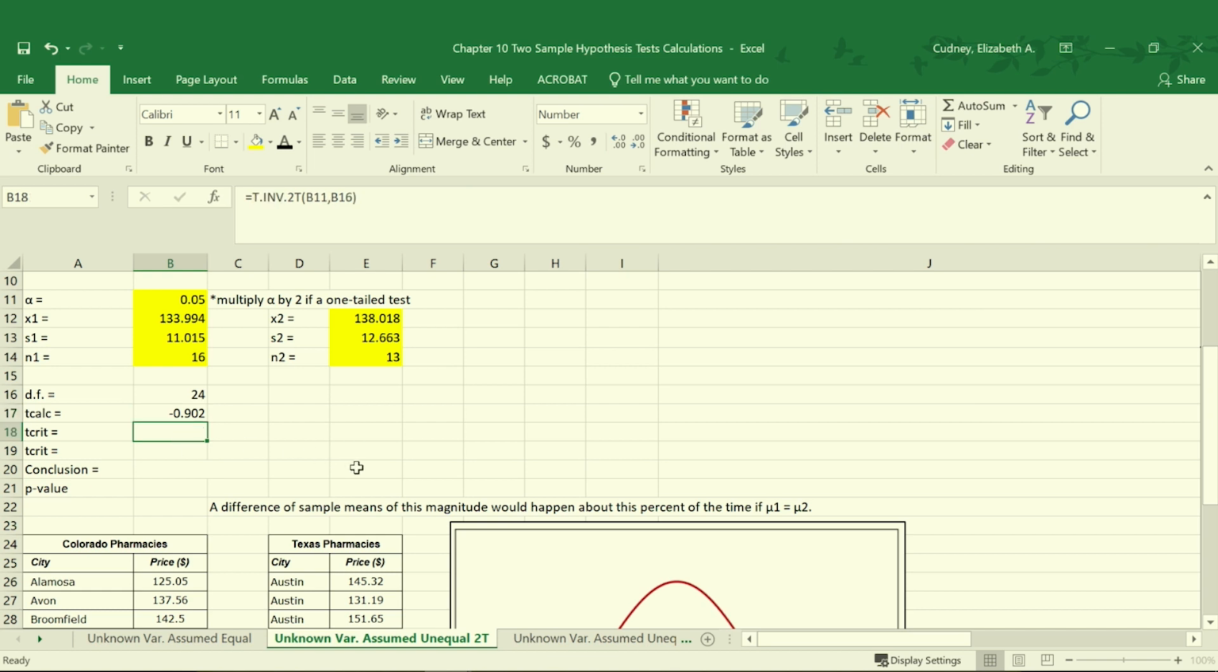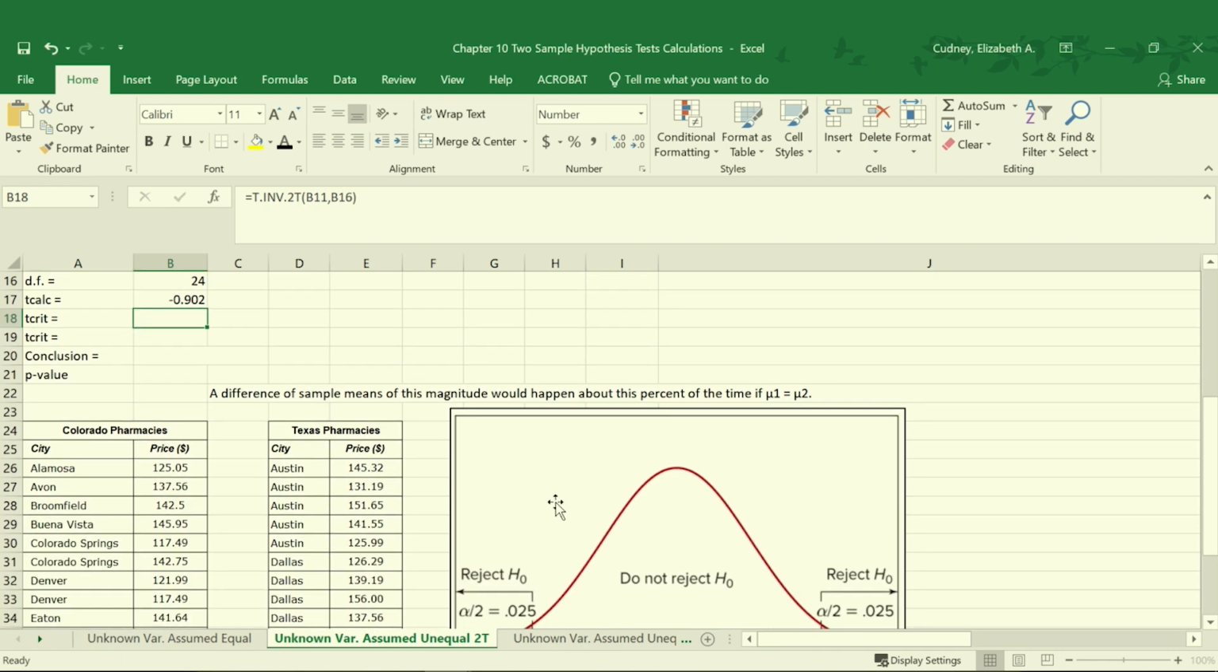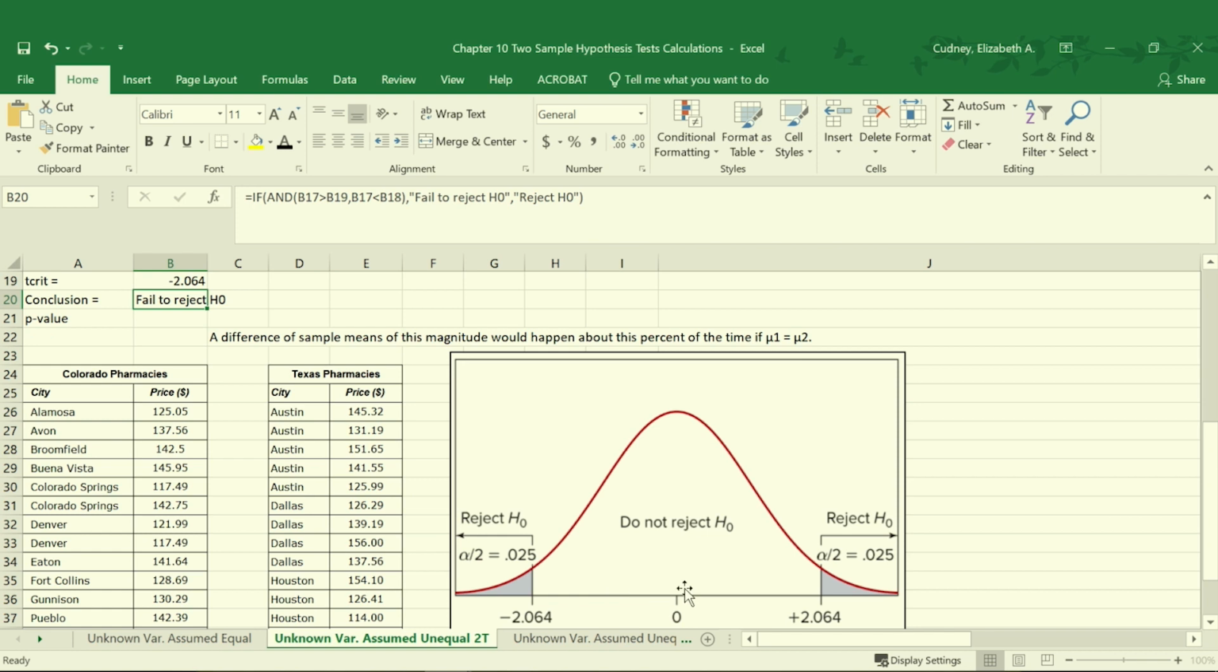Our T critical value, since we're doing two-tailed, will have 2 sides of the distribution, a positive and a negative. So we'll have T.INV.2T, and we'll use B11, which was our alpha value, and B16, which is our degrees of freedom. B19 will be the negative side, so it's negative B18. And then for our conclusion, we're looking to see if our value falls within this region.